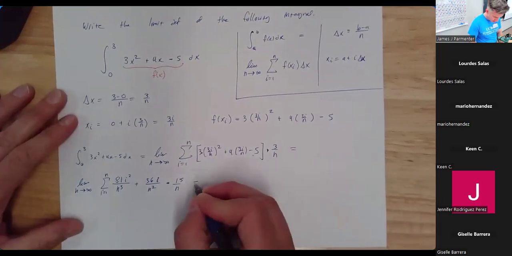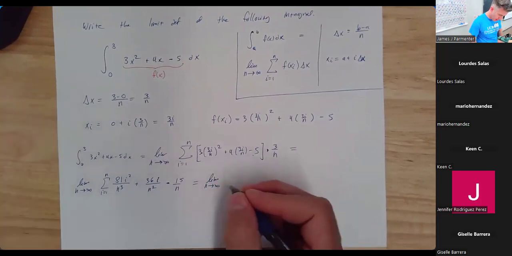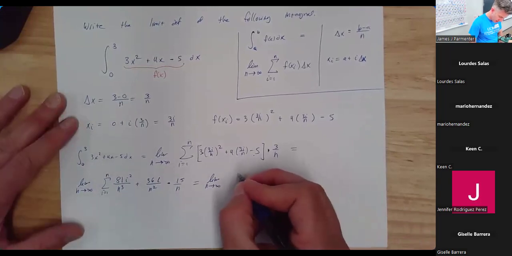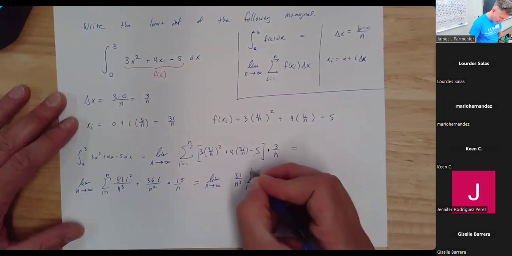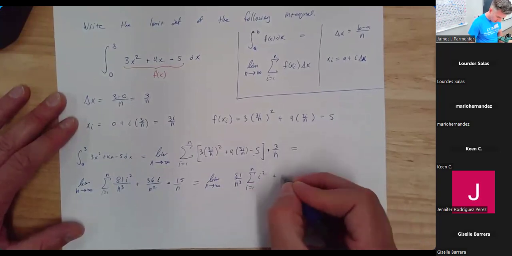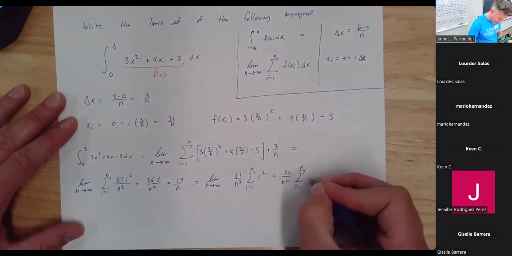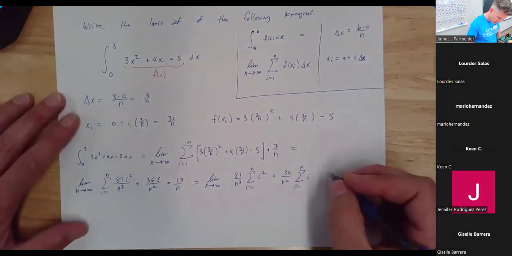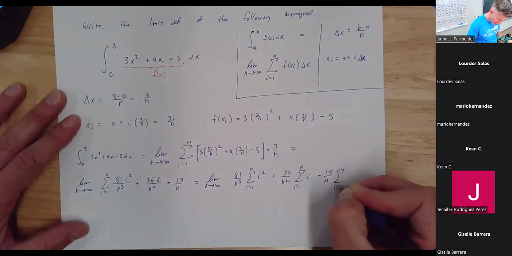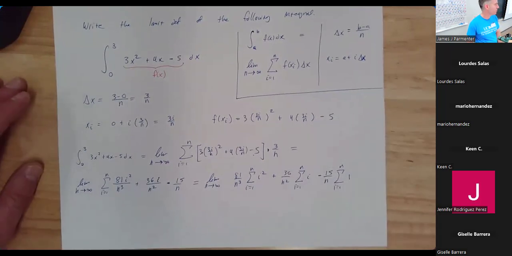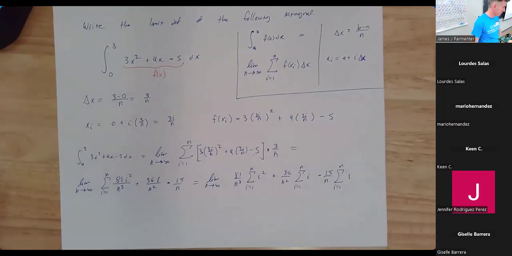Break it up, pull out the constants. So we're going to rewrite this as the limit as n goes to infinity of three sums. The first one's going to be 81 over n cubed times the sum from i equals 1 to n of i squared. The next one's going to be 36 over n squared times the sum from i equals 1 to n of i. And you kind of have your choice here. I'm going to write the next one as minus 15 over n times the sum from i equals 1 to n of 1. So basically factoring or pulling out all the constants in front of the summations.